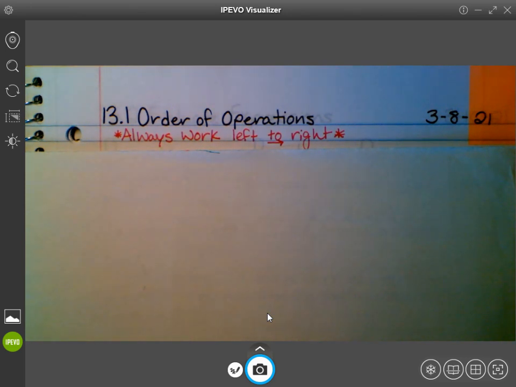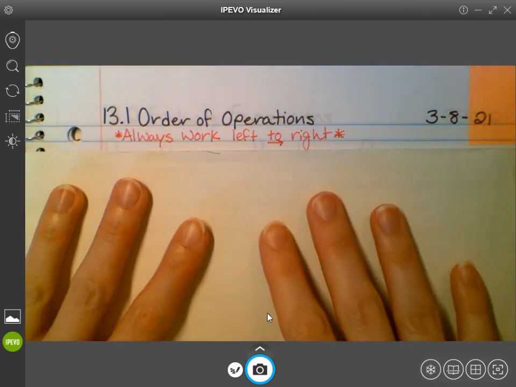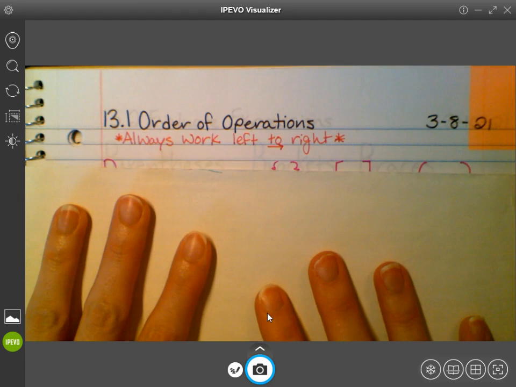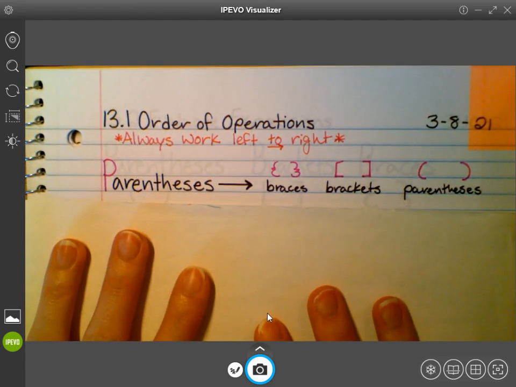So we use PEMDAS, P-E-M-D-A-S. I always remember it as, please excuse my dear Aunt Sally. Please excuse my dear Aunt Sally. So that order, P-E-M-D-A-S, tells us the order of our operations. And we are going to write down PEMDAS right now. So the first one, the P, please, stands for parentheses.